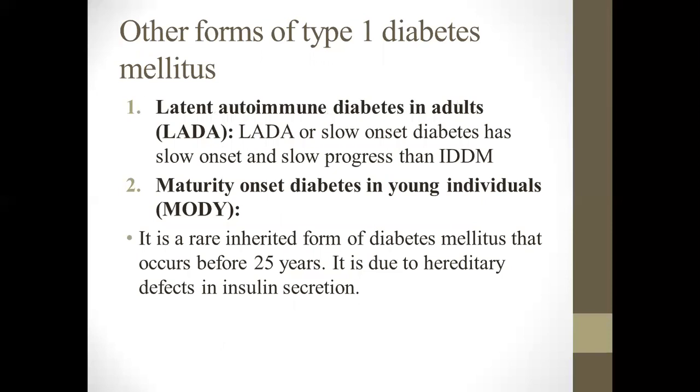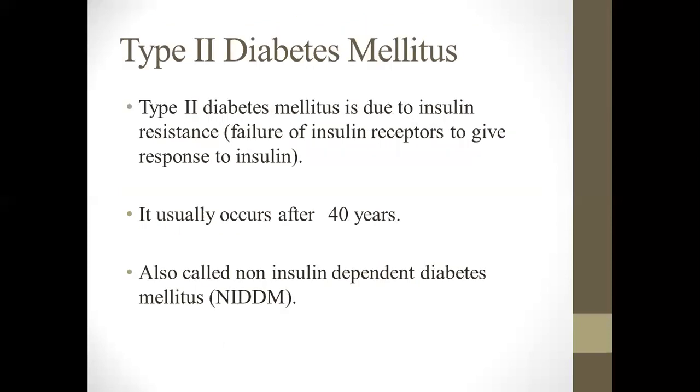In type 1 diabetes we also include latent autoimmune diabetes in adults and maturity onset diabetes. The latent autoimmune diabetes progresses slowly, and maturity onset diabetes may be rare, inherited, and occurs before 25 years of age. Then type 2 diabetes mellitus.